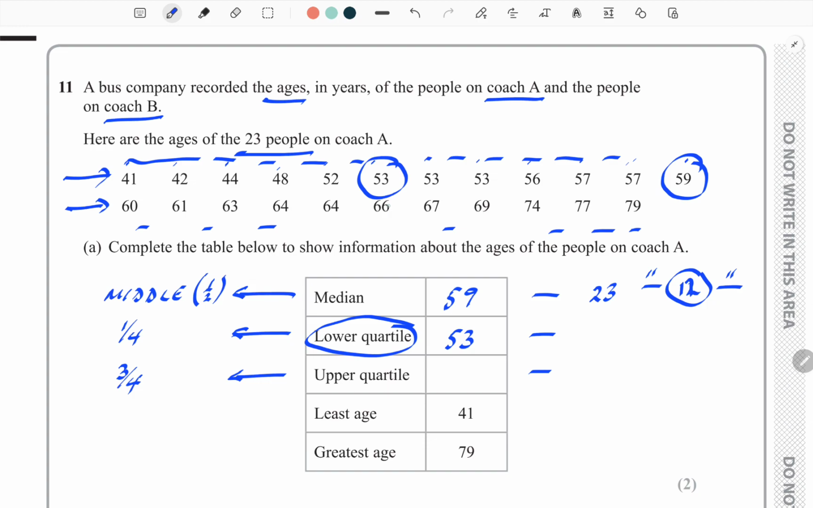And because of the way the question's been laid out, made very easy for you, the same thing applies for the upper quartile. It's going to be the midway point in the top half of the data, above 59, and that again is the middle one. 66. I hope that's made sense.